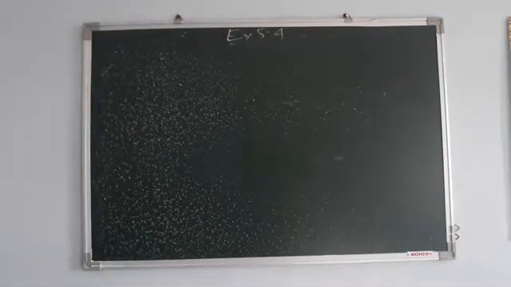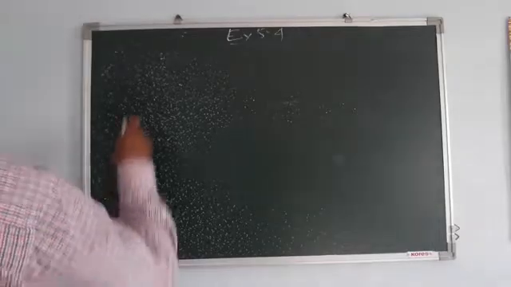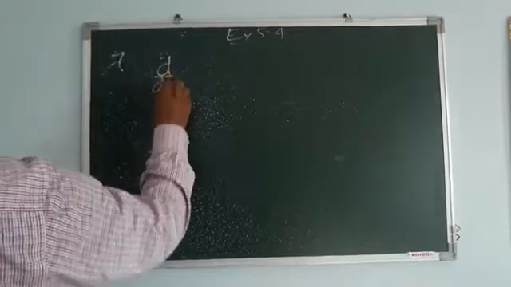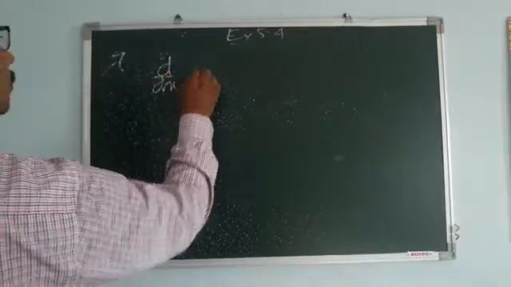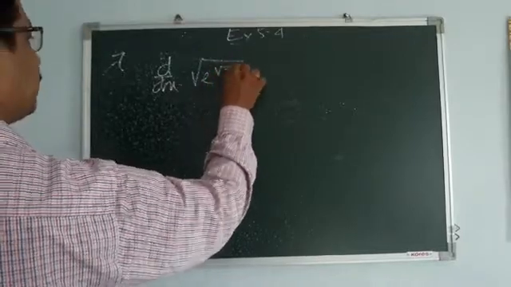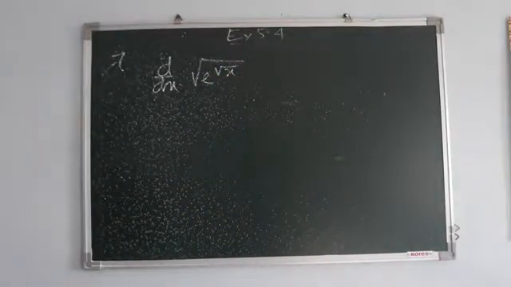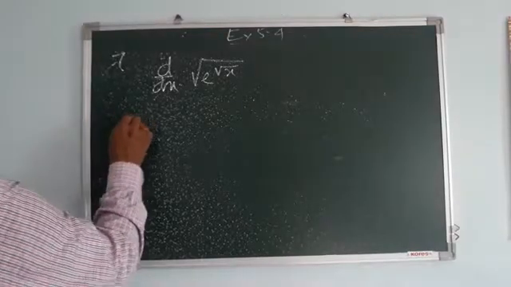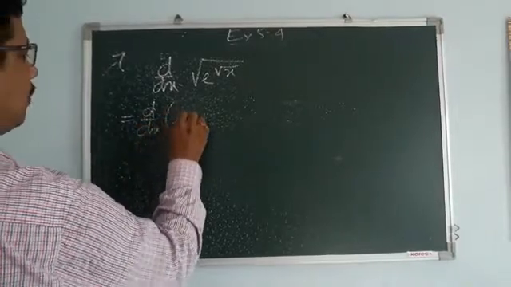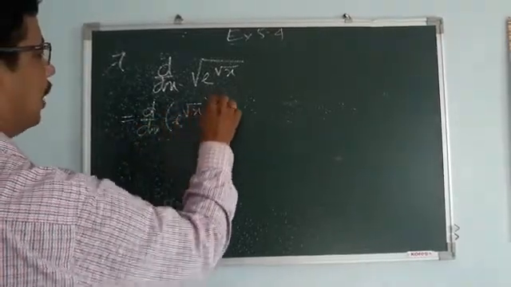Question number 7. They have asked to find the differentiation. Differentiation for what? Root over e to the power root x. So root means what? Power half. So it will be d/dx of (e to the power root x) to the power half.